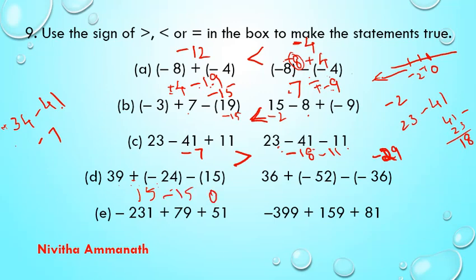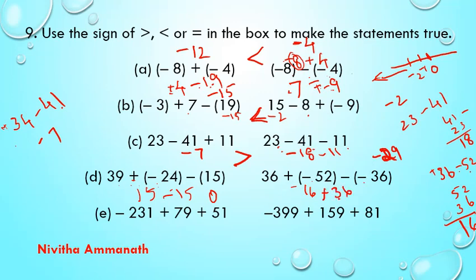Then here 36 plus minus 52. Plus of minus is minus only. So 36 minus 52. So this is a positive integer, this is a negative integer. So you have to find the difference first. 52 minus 36, 16. After that you have to put the sign of the largest number. So it is minus 16. Minus of minus is plus 36.